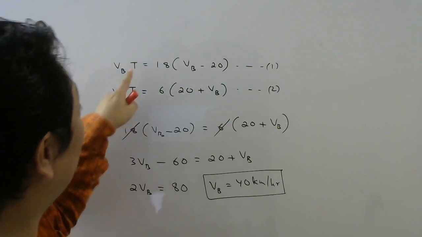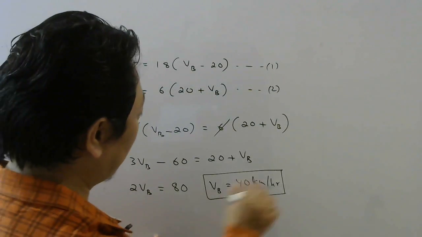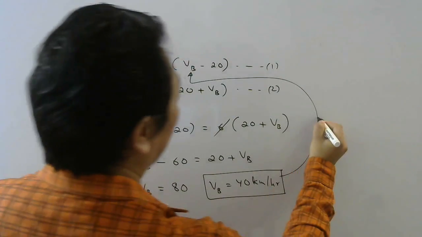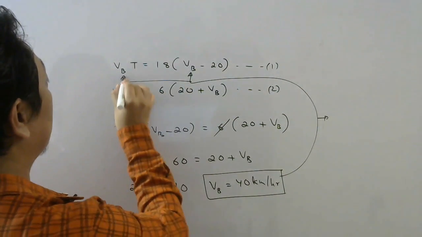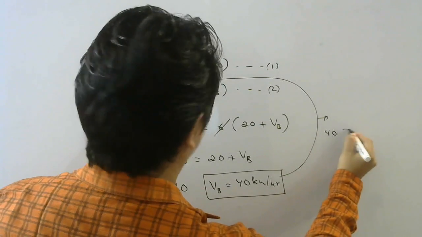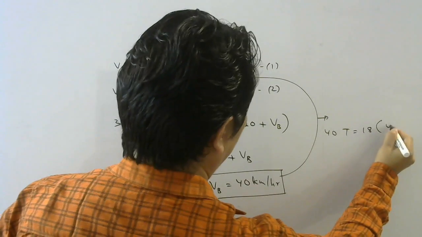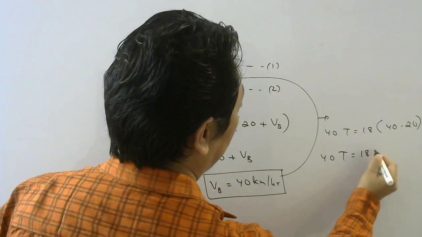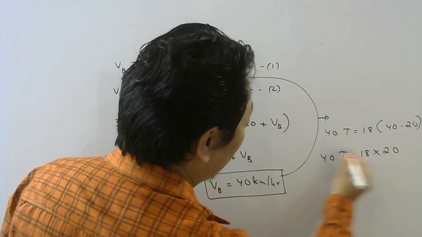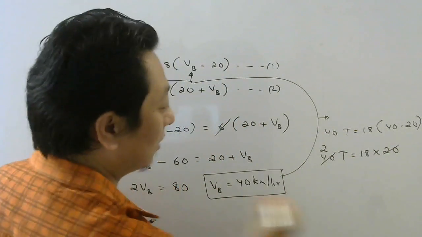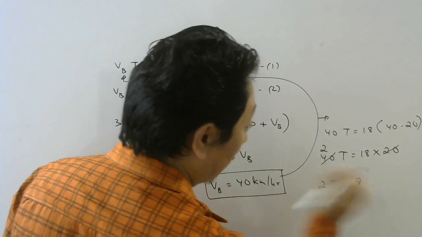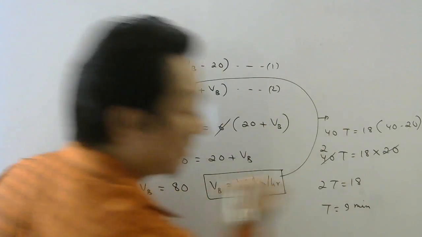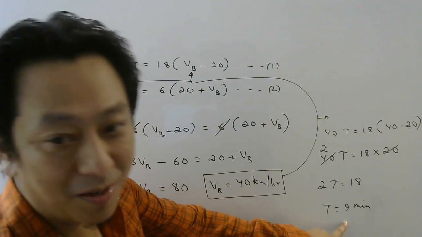Now they also wanted, remember, this T. So what I can do is substitute this VB in any one of the equations. Let me substitute here. So VB will be 40. VB into T equals 18 into 40 minus 20. So it will be 40T equals 18 into 20. So you will get 20 here, which will cancel with 40. So 2T will be 18. Now remember this 18 was in minutes, so T will also be in minutes. Right? 18 by 2 will be 9 minutes.